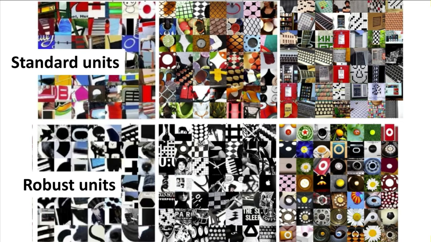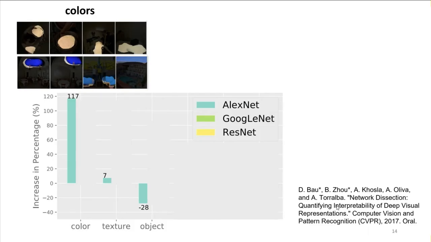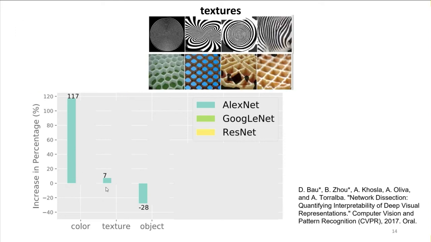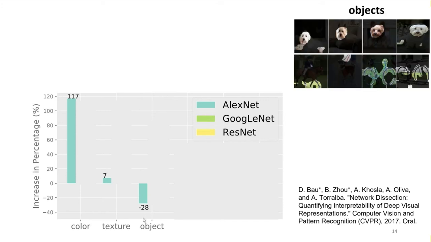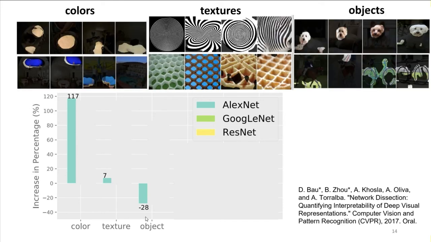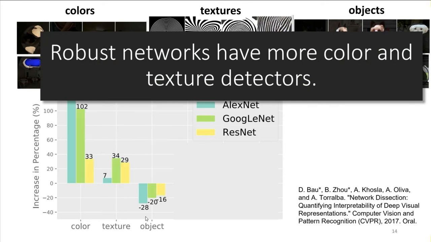In addition, robust channels prefer images that are much simpler and less diverse. With the technique called network dissection, invented by Bau and Zhou, we found that the robust network has 117% more color detectors, 7% more texture detectors, but 28% fewer object detectors. A similar trend can be found in GoogLeNet and ResNet.